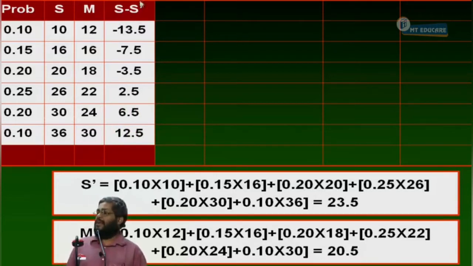Now, what will be the total of S minus S bar? It will not be 0. The weighted total will be 0. Can I proceed further?